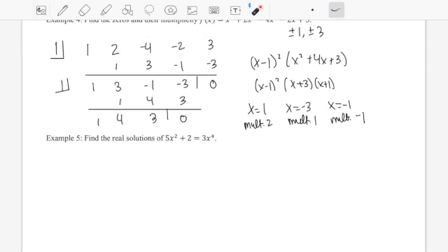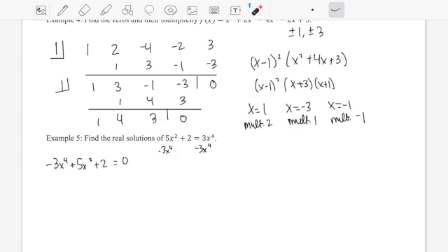Okay? All right, last example for this section is to find the real solutions of 5x squared plus 2 equals 3x to the fourth. So whenever we're finding solutions, that's the same thing as zeros. So I'm going to want to set everything equal to 0. In order to do that, I need to move that 3x to the fourth over, and I do it by subtracting. So that gives me this, negative 3x to the fourth plus 5x squared plus 2 equals 0.